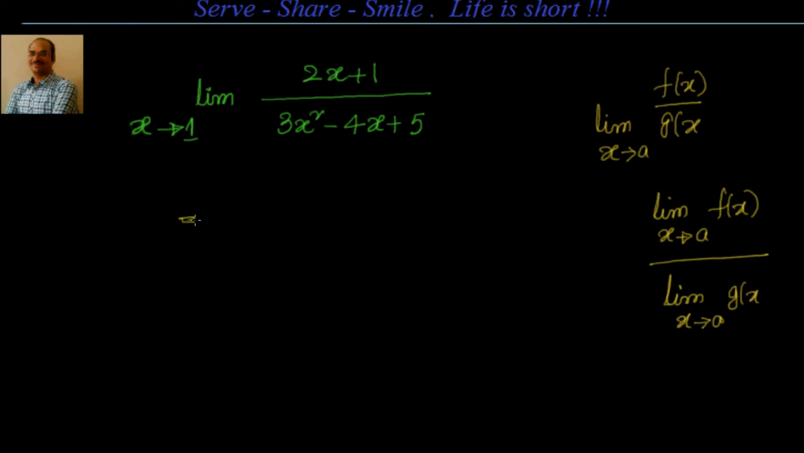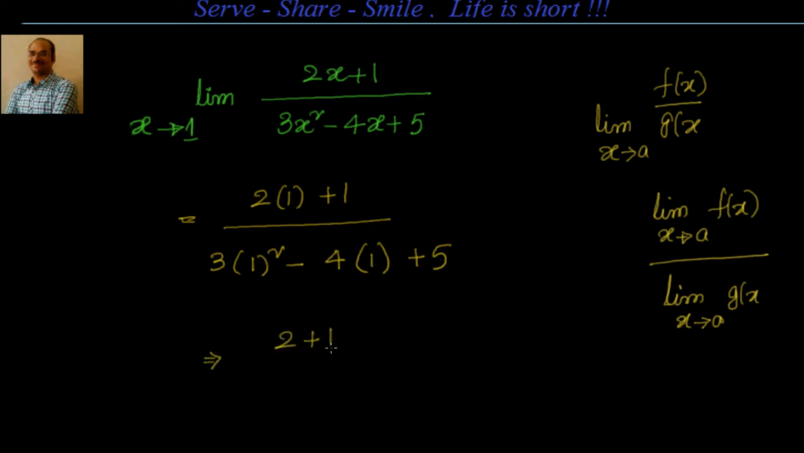So we will say that is equal to 2 into 1 plus 1 by 3 into 1 square minus 4 into 1 plus 5. That is nothing but equal to 2 plus 1 by 3 minus 4 plus 5. That is equal to 3 by 4. So limits by direct substitution is the easiest method. You have to just substitute the value there, because you are not going into 0 by 0 form or anything by 0 form. It's very easy. So you can directly substitute that.